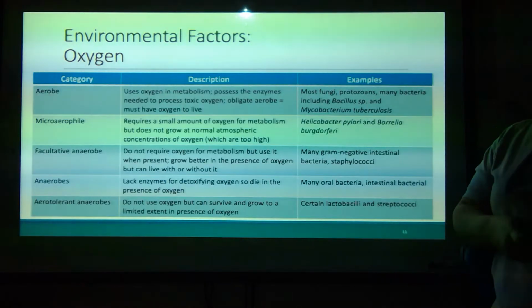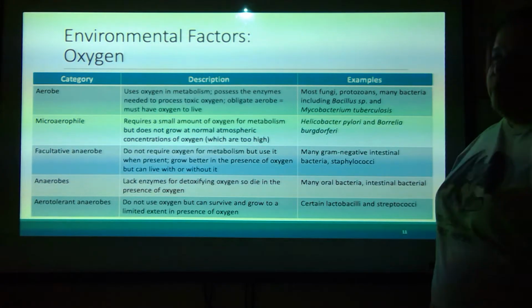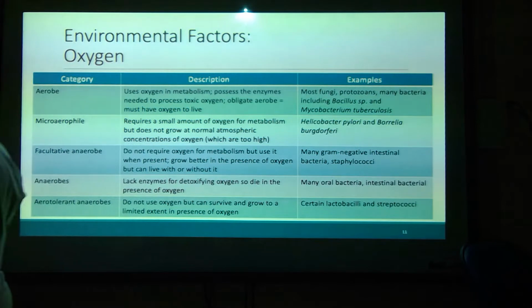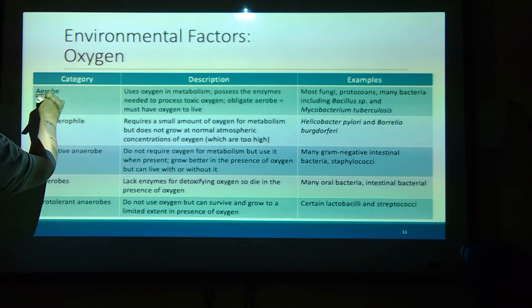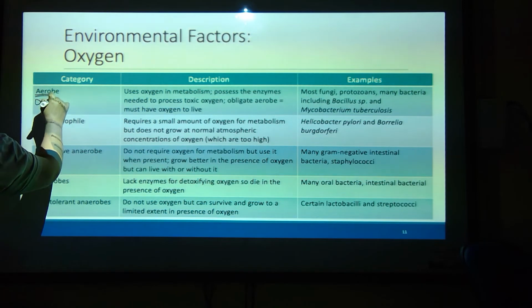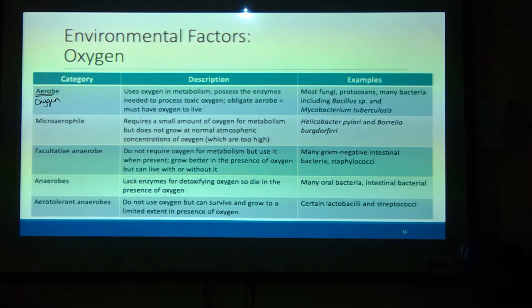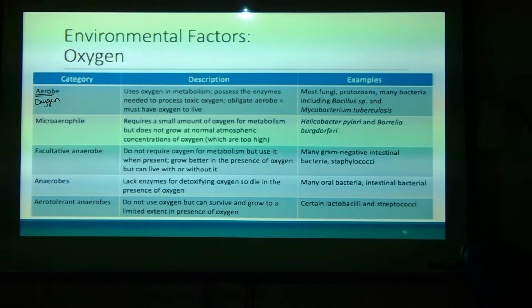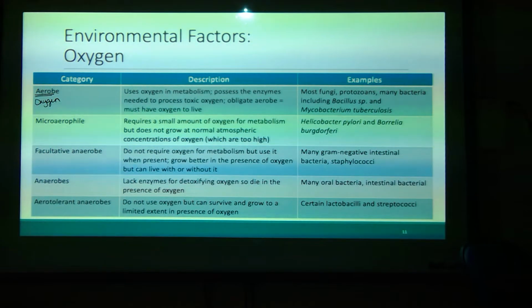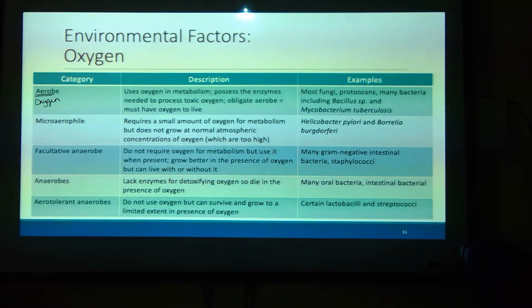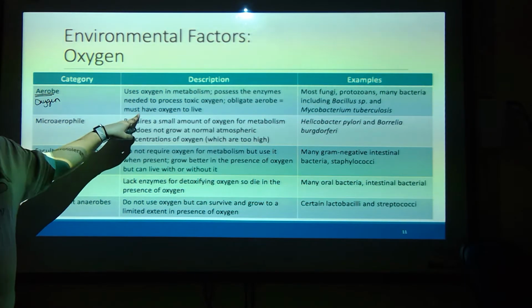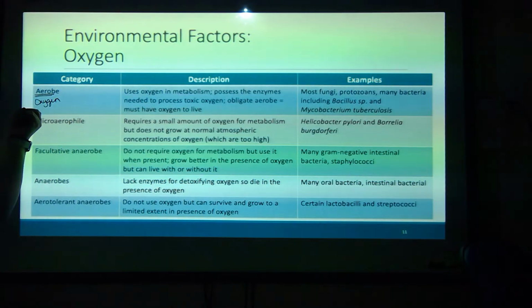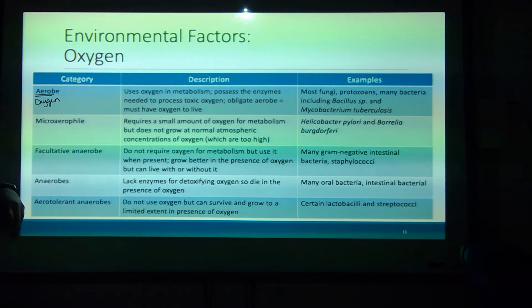Okay? So, aerobe. Aerobe, that word, always think oxygen, okay? So, an aerobe uses oxygen in its metabolism. It possesses the enzymes needed to process the toxic oxygen variations. An obligate aerobe has to have oxygen to live. We are obligate aerobes. We have to have oxygen to live. Okay? It's not like I can put you in a vacuum and you'll do great. It's not going to work. You have to have oxygen.